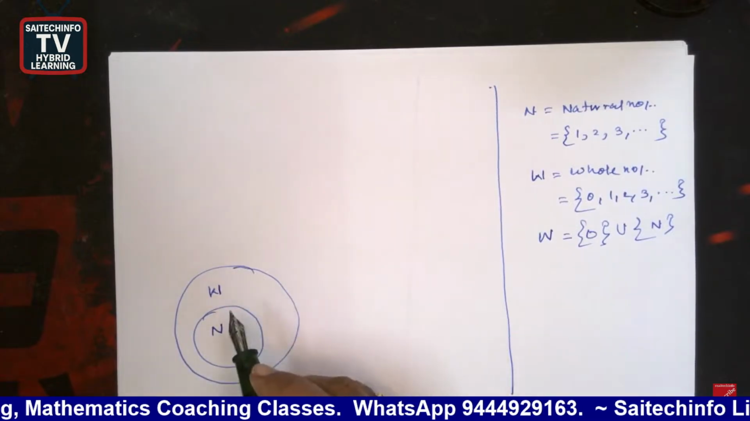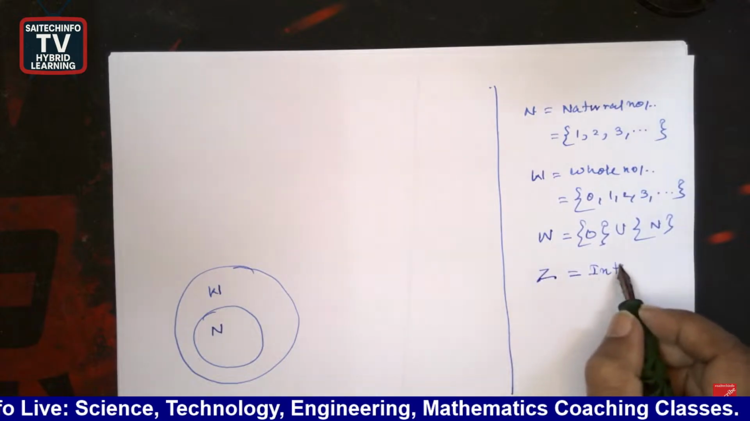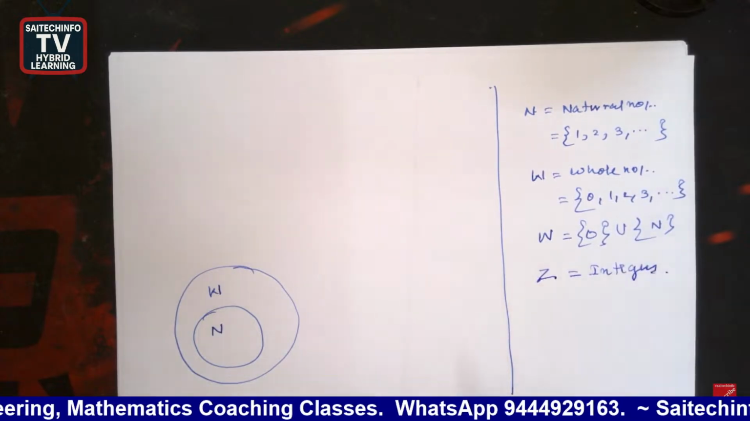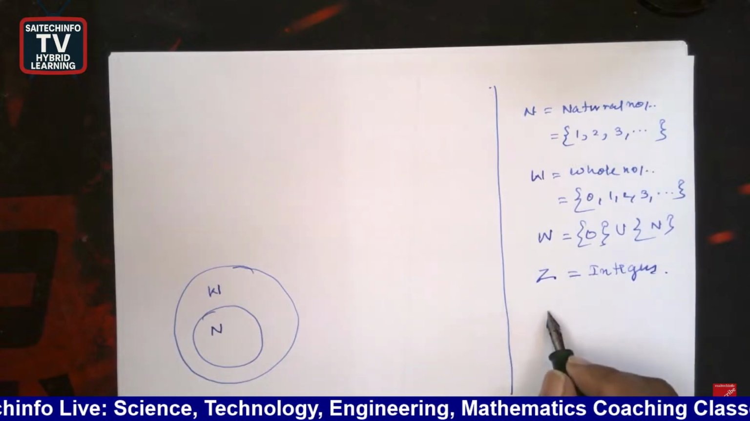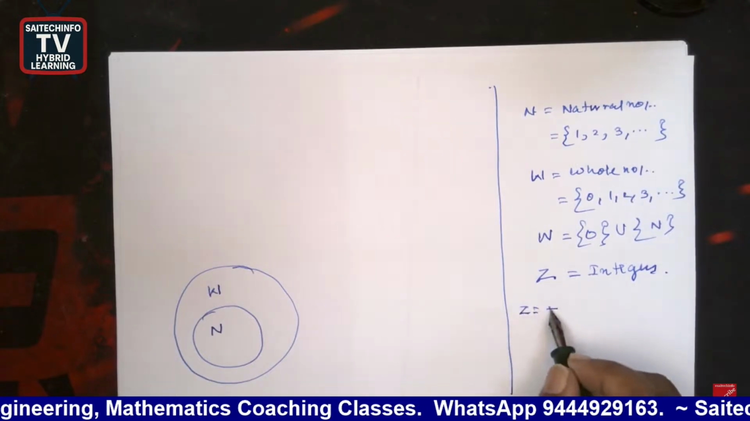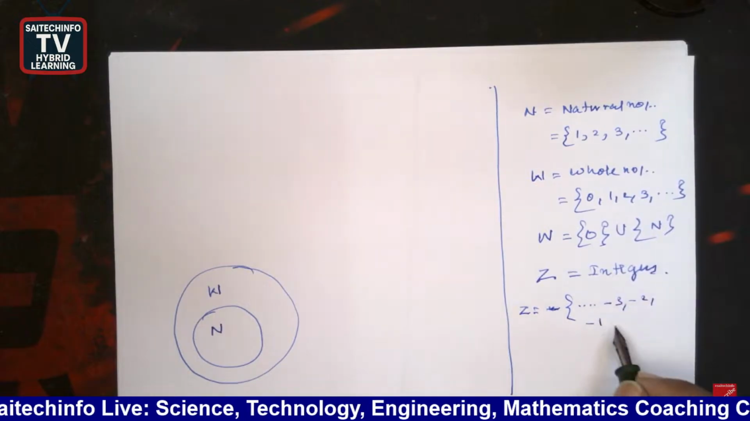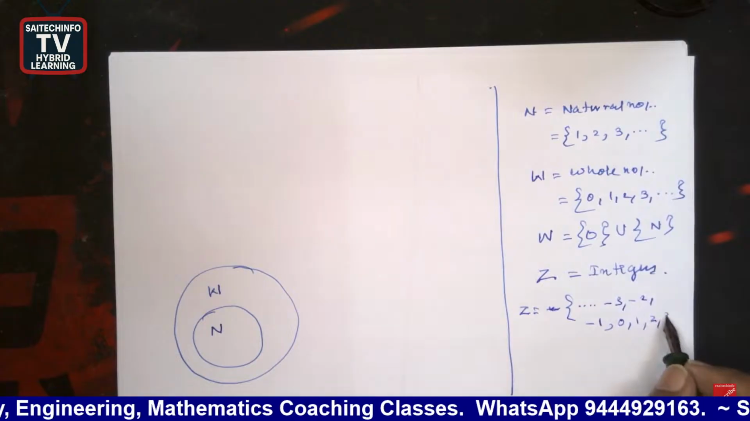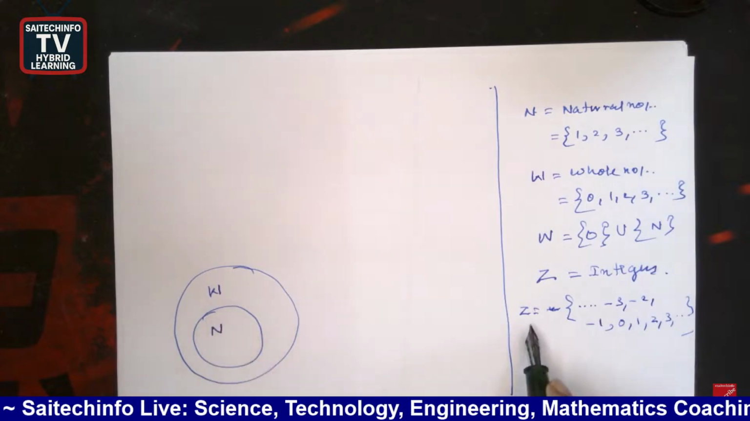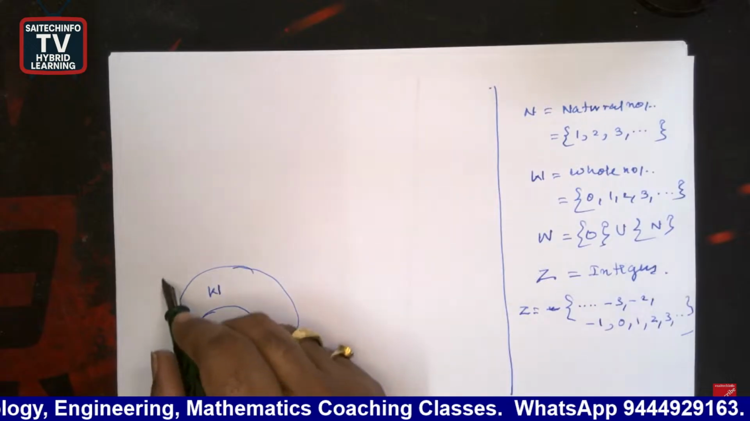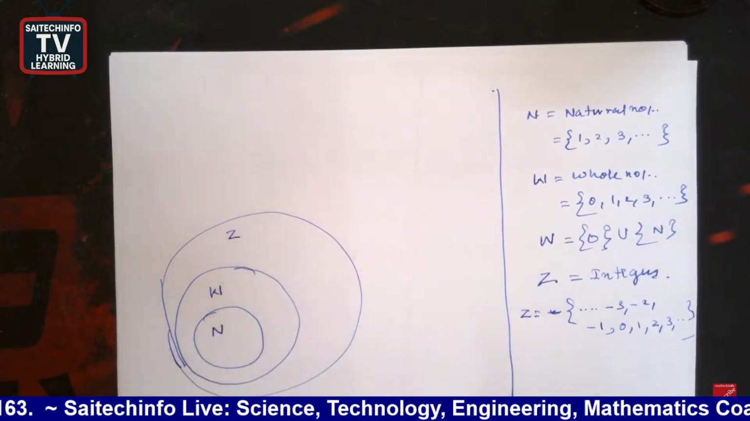Right? Then integers. The integers are represented by Z. So we have here 1, 2, 3, 4, minus 1, minus 2, minus 3, etc. So Z is equal to, you can start with minus 3, minus 2, minus 1, 0, 1, 2, 3, etc. Okay. So it means Z, the integer, is bigger than the whole number. So this is the integer, right?